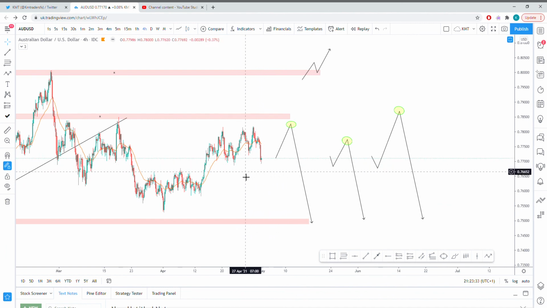And again, this is why I wanted to discuss this in a bit more detail through a separate video rather than the full market analysis. So that will be all from us for this week for AUD USD.